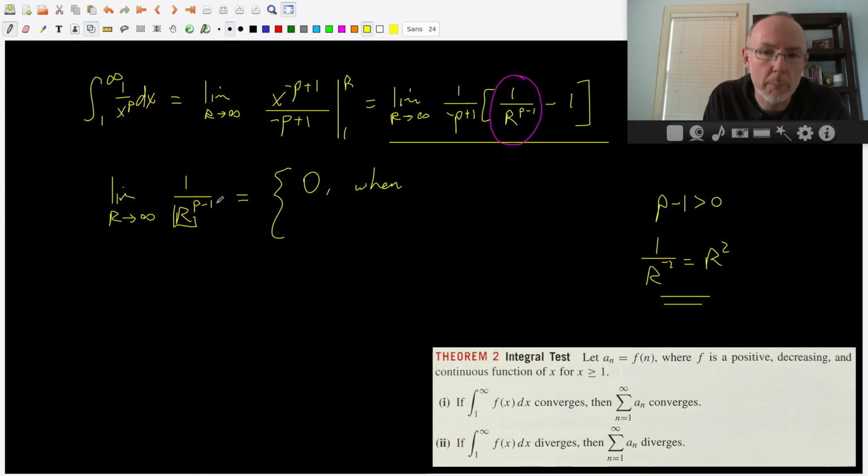So I need p minus 1 to be positive. In other words, I need p to be bigger than 1. So as long as p is bigger than 1, this thing goes to 0 because it's of the form 1 over infinity. It's not indeterminate. It goes off to 0.